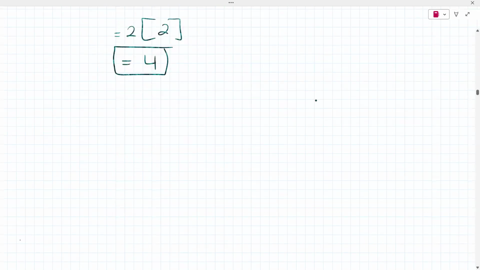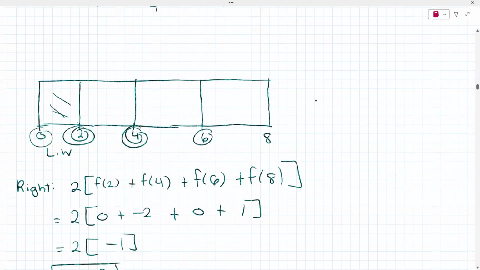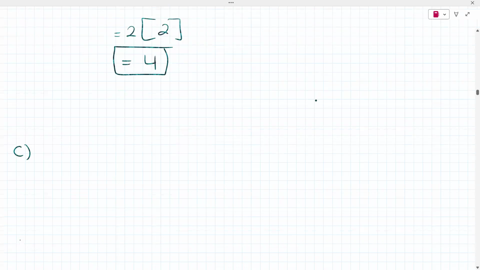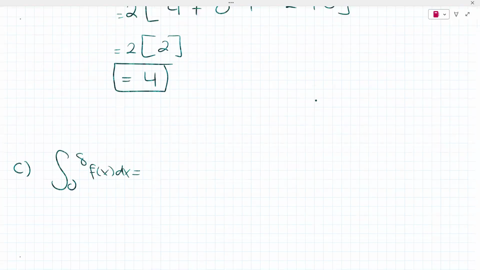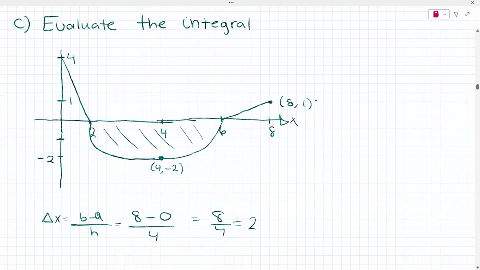Okay, let's move on to letter C. So now we got to find letter C. Evaluate the integral. So basically, you just add up all the shapes. So the integral from 0 to 8 of f of x dx is going to be, so look at your graph. You basically find the area. You got to find the area of this shape, and then this shape. So this forms a triangle. This forms like half a circle, and then this also forms a triangle, right? And we know how to find the area of all those shapes, right?